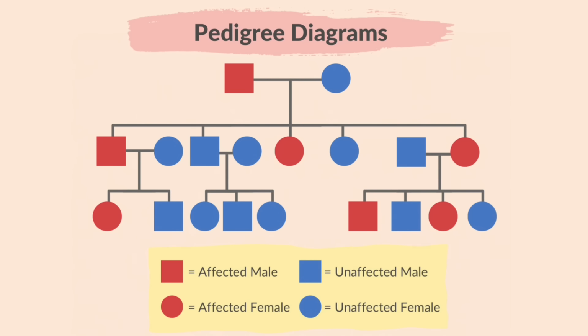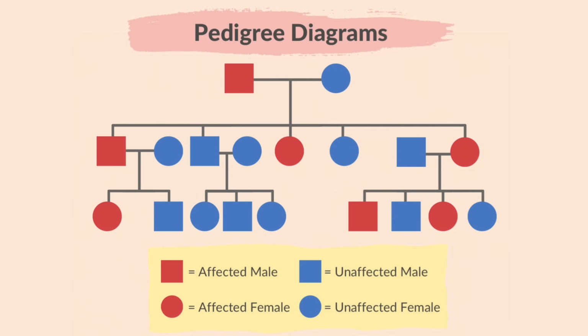You have to be able to understand pedigree diagrams for the inheritance of a given characteristic. Pedigree diagrams are used to track how a specific trait or disease is passed through generations in a family. They can help predict the chances of inheriting the genetic disorder.